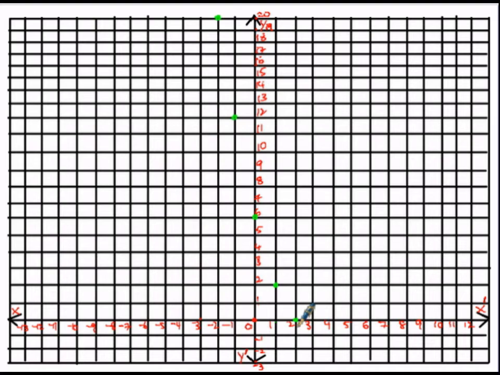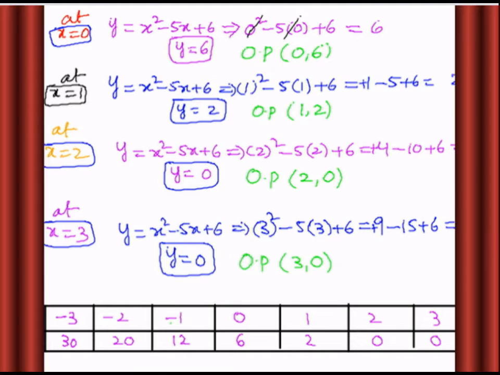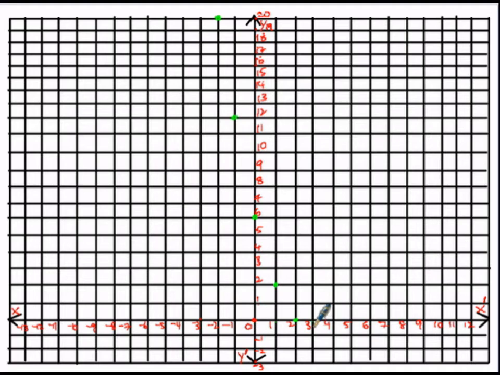So this point's coordinates are 2, 0, and the next one is 3, 0. Here on the x-axis 3 is here, and 0 lies on the vertical axis, the y-axis. This point's coordinates are 3, 0, whereas the coordinates of this other point are 2, 0.